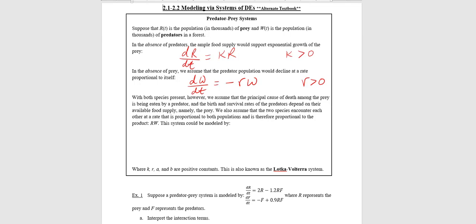Now, if both species are present, they're going to interact with each other. Assume that the principal cause of death among the prey is being eaten by the predator, and the survival rates for the predator depend on there being a supply of prey. Also assume that the two species encounter each other at a rate proportional to both populations, and is therefore proportional to the product RW, that's called the interacting term.